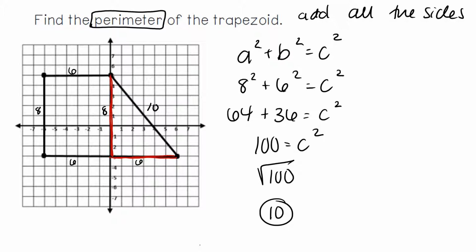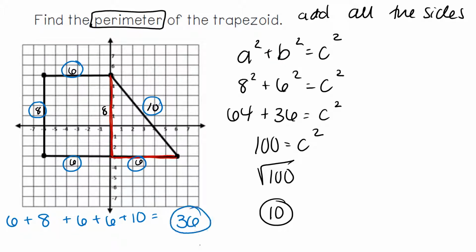The question asks us to find the perimeter. Perimeter is where we add all the edges. So we're going to add the top edge, 6, plus the side edge, 8, plus the bottom edge, 6, plus the other bottom edge, 6, plus the diagonal edge, 10. We do not add the 8 that is in the middle because the perimeter is only adding the outside edges. And when we add up all the edges, we get a perimeter of 36.